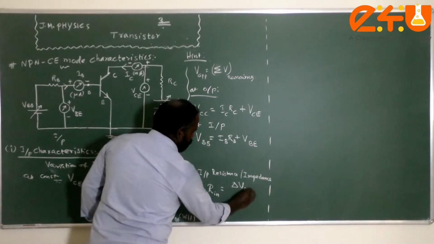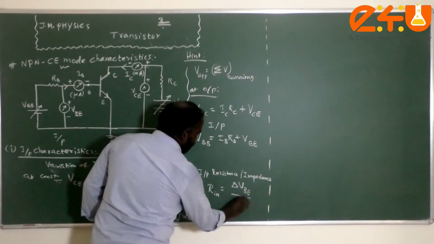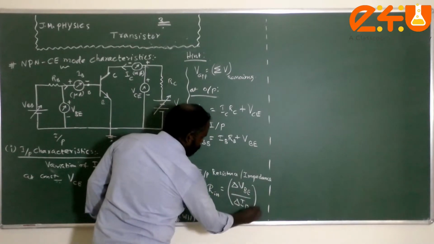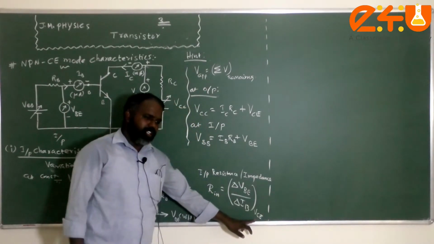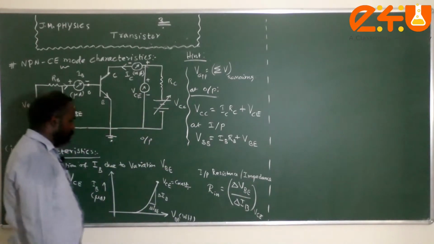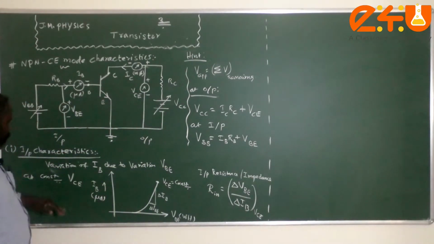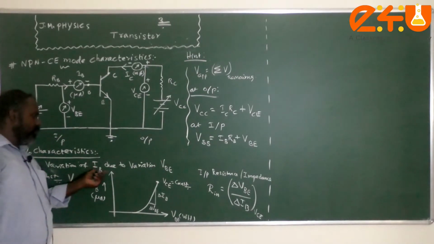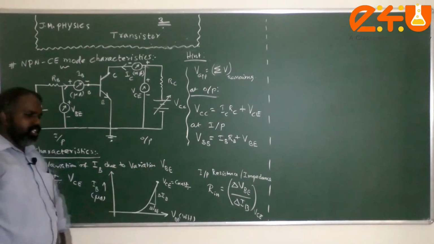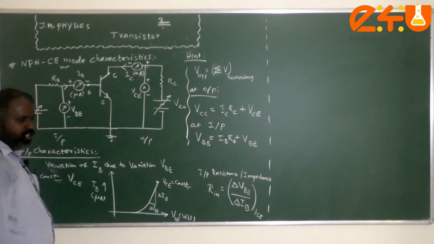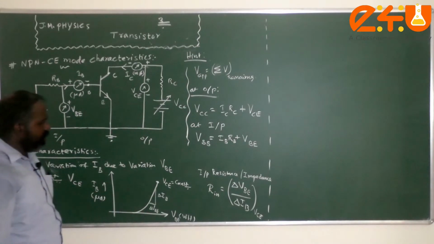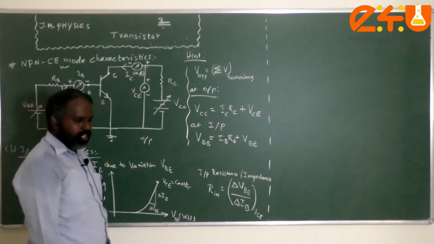By Ohm's law, R in equals delta VBE divided by delta IB at constant VCE. Any constant value can be written here. This is the information about input characteristics: the variation of the input current due to the variation in the input voltage for a constant output voltage VCE value.